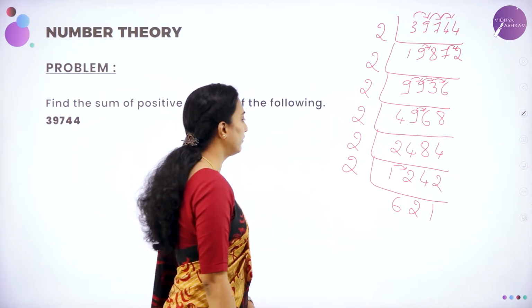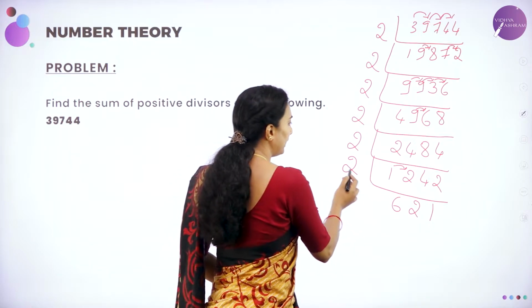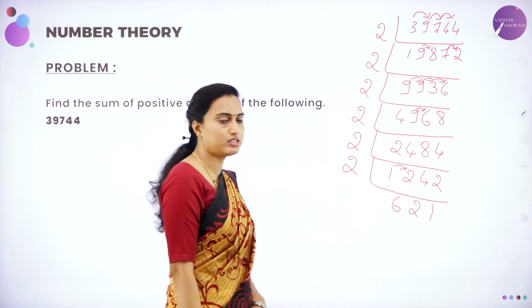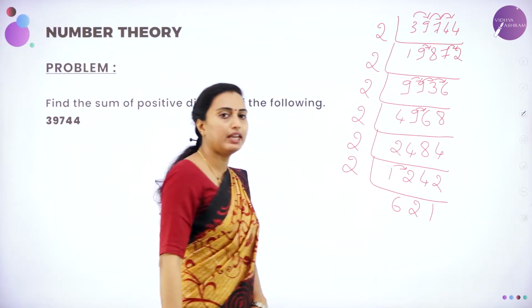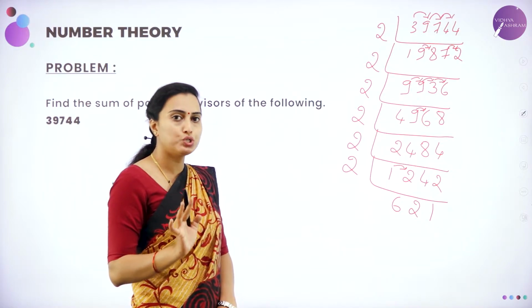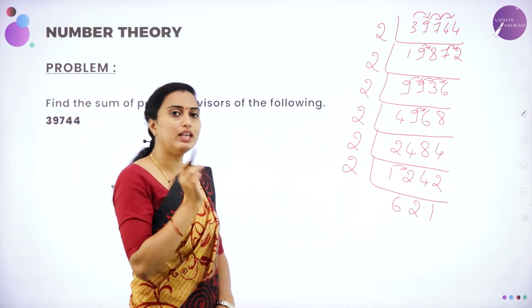Correct? So please check by multiplying. 2 1s are 2, 2 2s are 4, 2 6s are 12. You are going to write it as this. Again here the number is ending with 1. If it is ending with 1, it cannot be divisible by 2. It can be divisible by only 3.